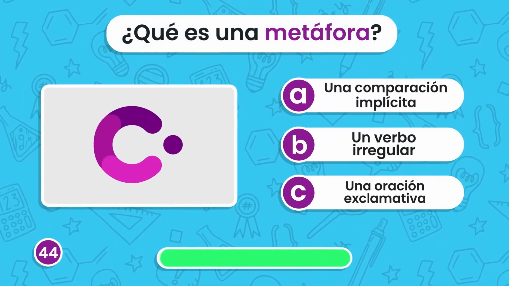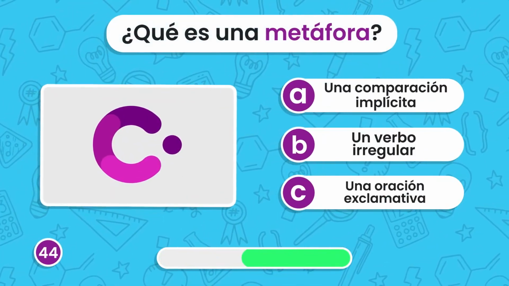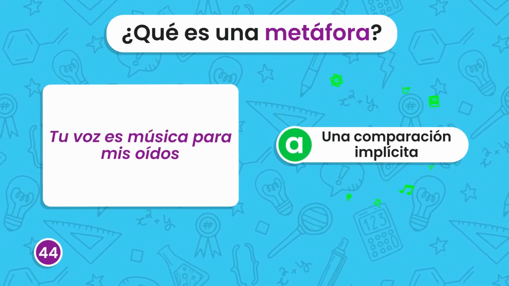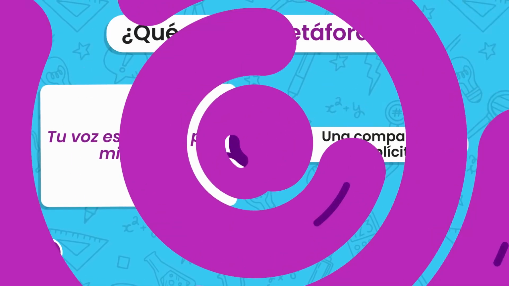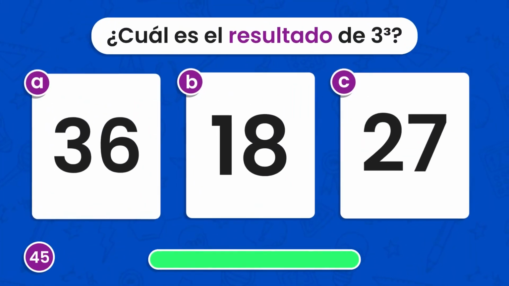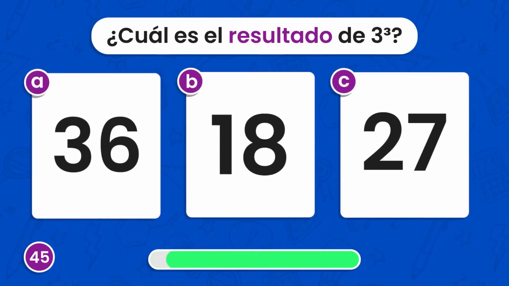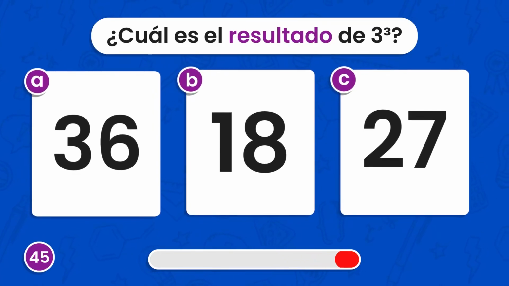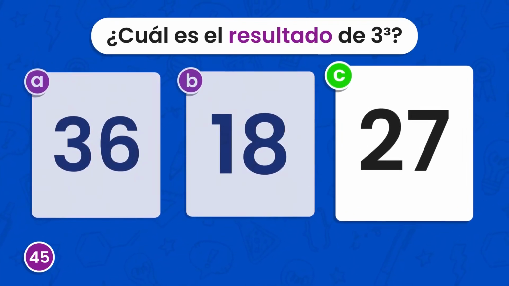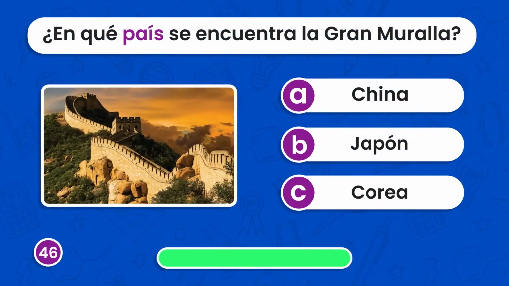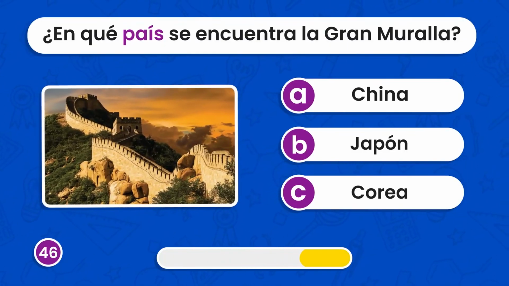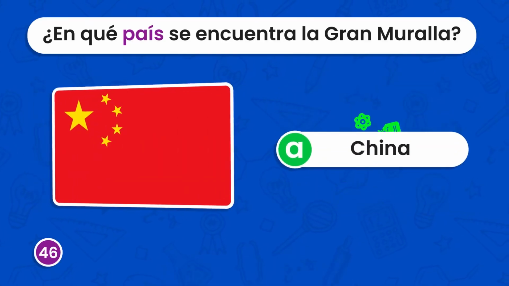What is a metaphor? An implied comparison. What is 3 to the 3rd power? 27. Which country has the Great Wall? China.